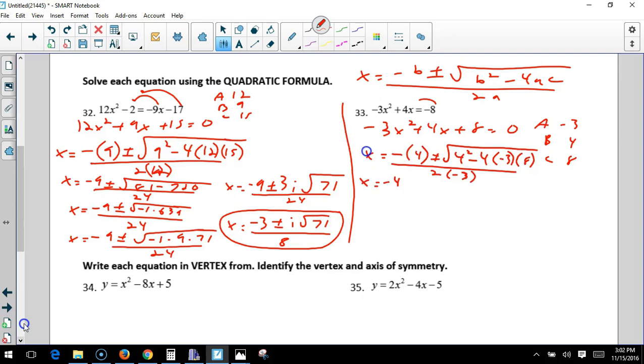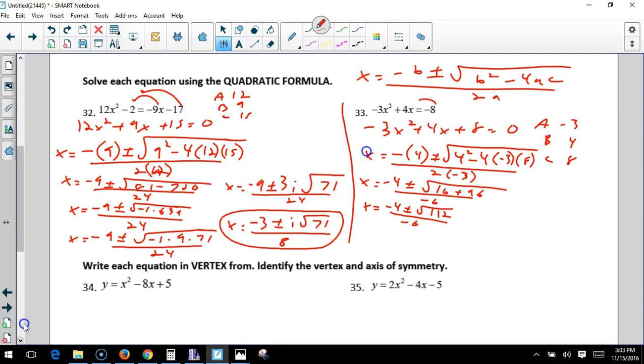So x equals negative 4 plus or minus 4 squared is 16. 4 times 3 is 12. Negative times negative is positive. And 12 times 8 is 96. All over negative 6. So 96 and 16, we have to add those together. And it's 112. Over negative 6. But we have to see if 112 is divisible by any of our numbers. And it is.